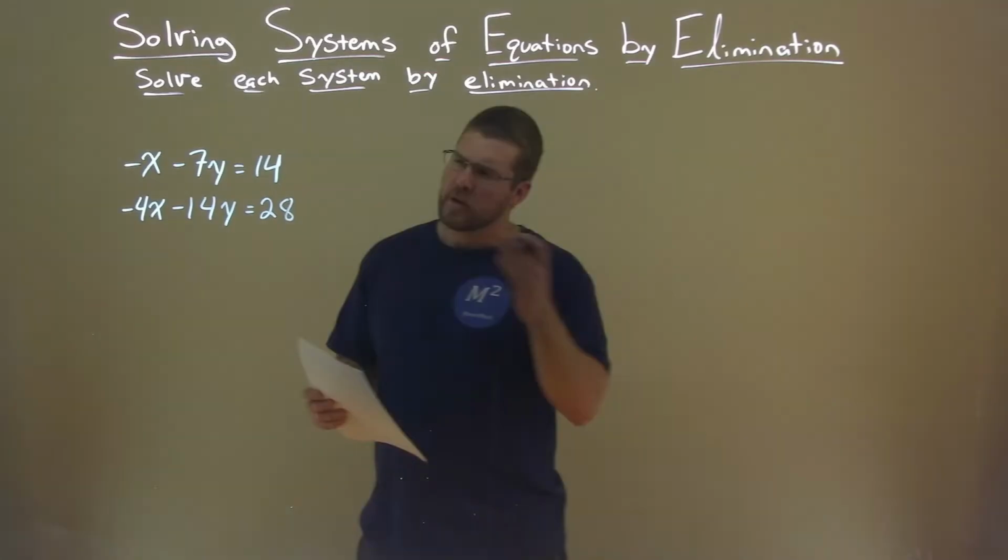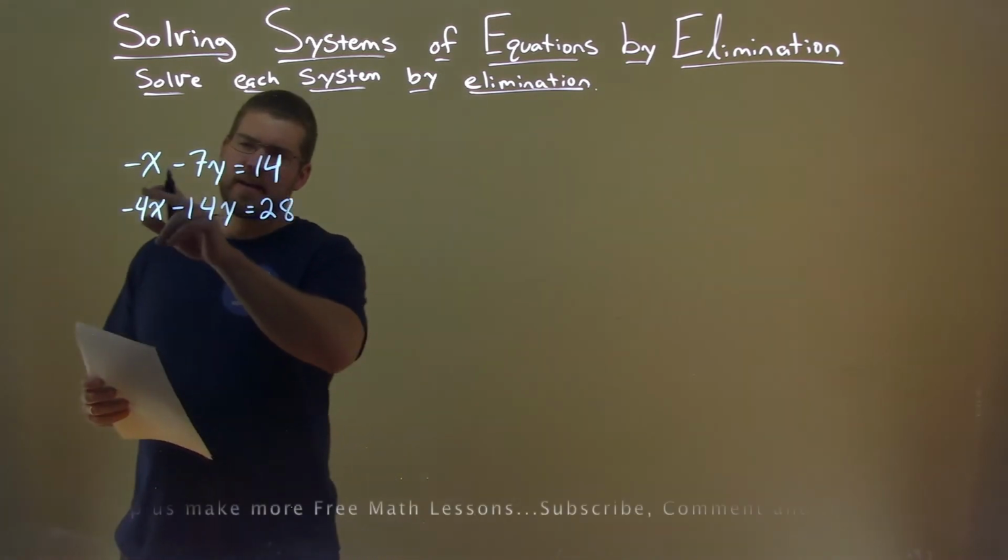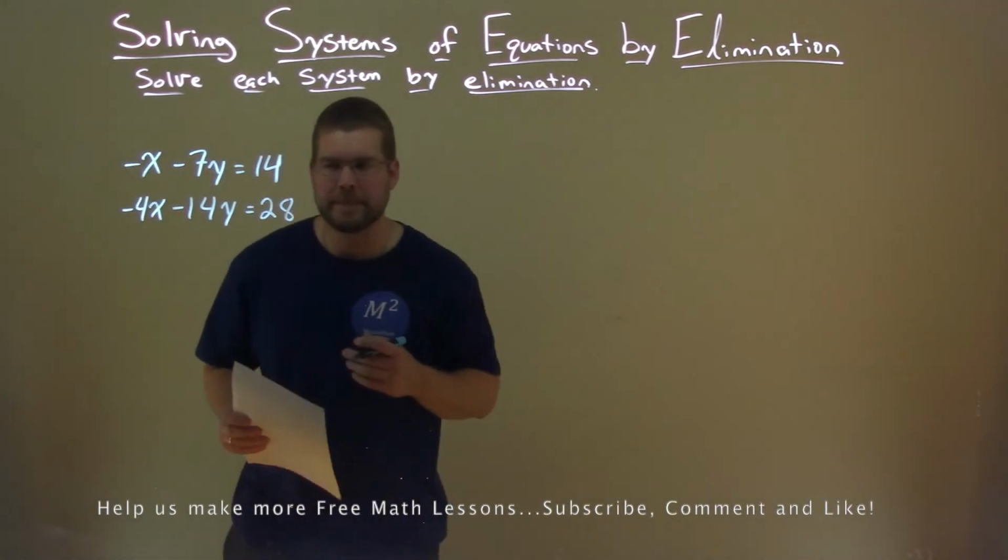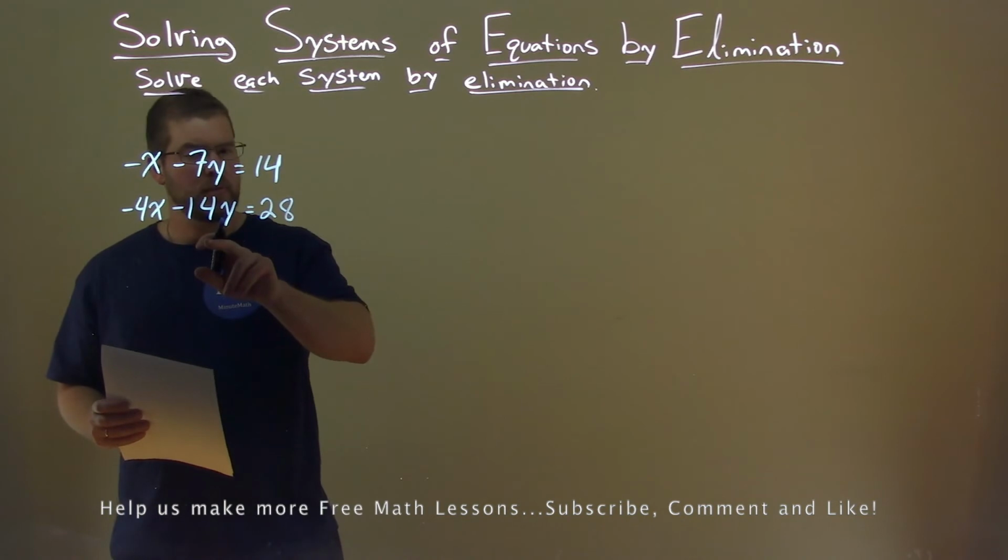We're going to solve the system by elimination, and we're given negative x minus 7y equals 14. Negative 4x minus 14y equals 28.